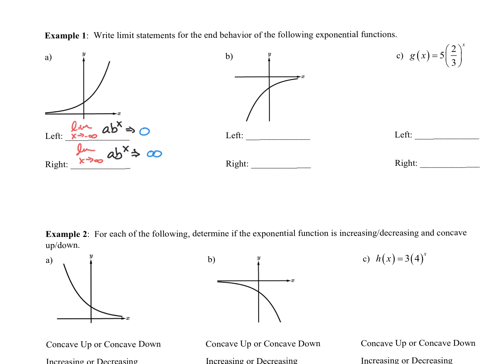All right. Now, I want to break this one down a little bit more. What is a? Is a positive or negative? On this one right here that I'm working with, a is positive. And what is b? Is it in between 0 and 1, or is it greater than 1? What made it do that? It's greater than 1 because it's an exponential growth.